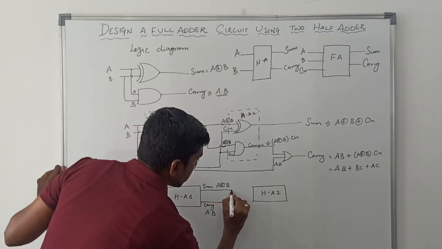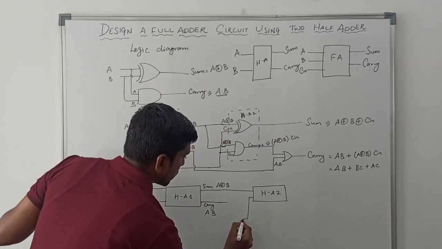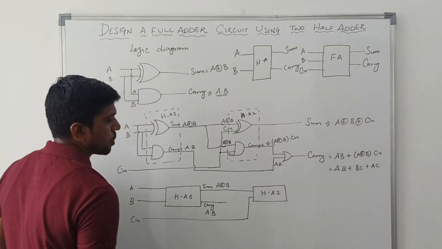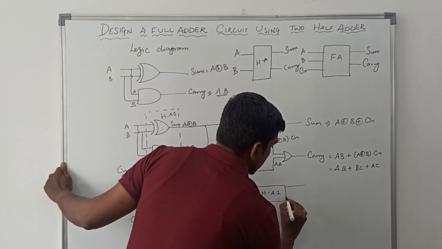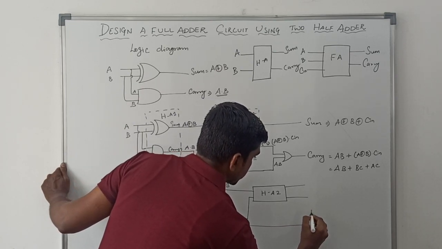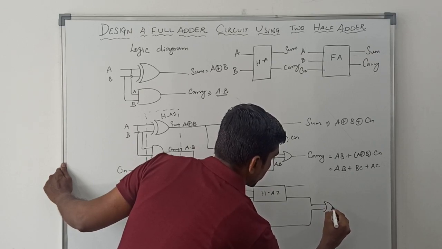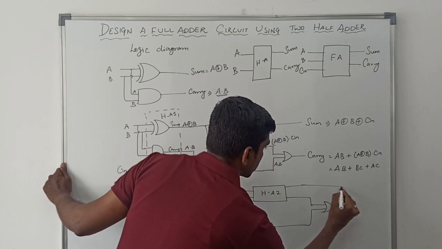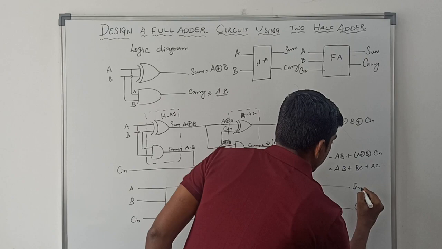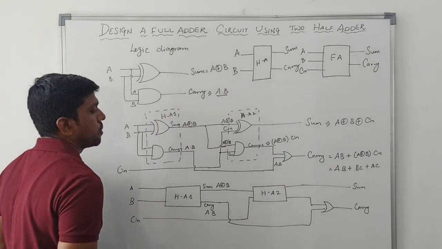Then the output sum is connected to an input of the half adder circuit, and Cin is given to the other input of half adder circuit 2, and the outputs are sum and carry. So this carry and the half adder 1 carry output are given to the inputs of the OR gate. The output of the OR gate gives us the carry, and this one gives us the sum. So it's the block diagram of the given problem.